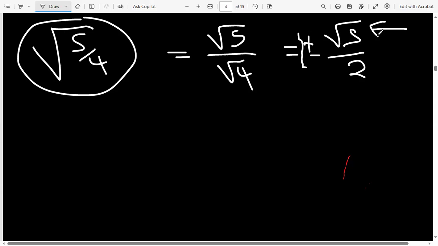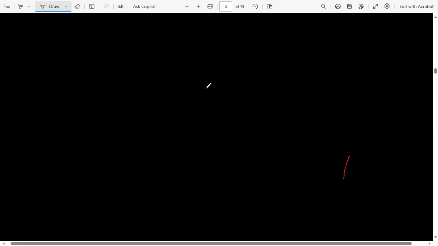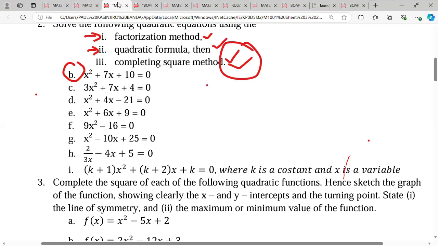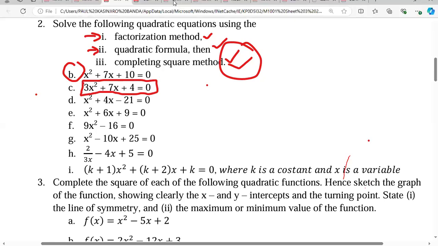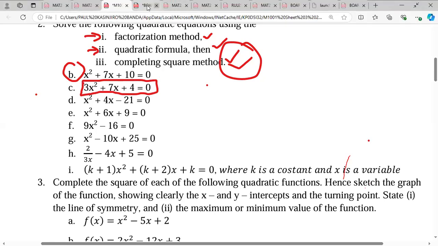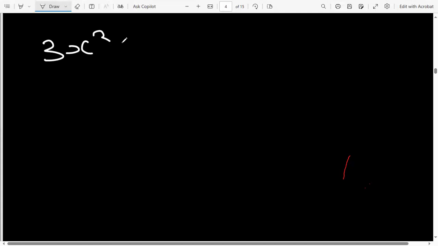Okay, let's try to solve the other question there using completing the square. Let me get the one that has a coefficient in front of x squared. So this one here is good. Let's get this one. So we have 3x squared plus 7x plus 4. Okay, so we have this equation, 3x squared plus 7x plus 4 is equals to 0. So we want to solve this using completing the square, because I know you can solve using the factor method and the quadratic. So let's use completing the square.